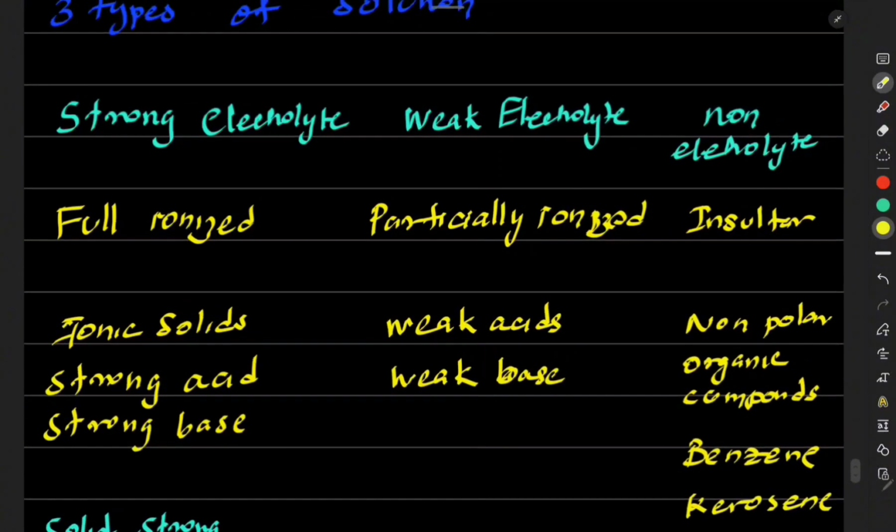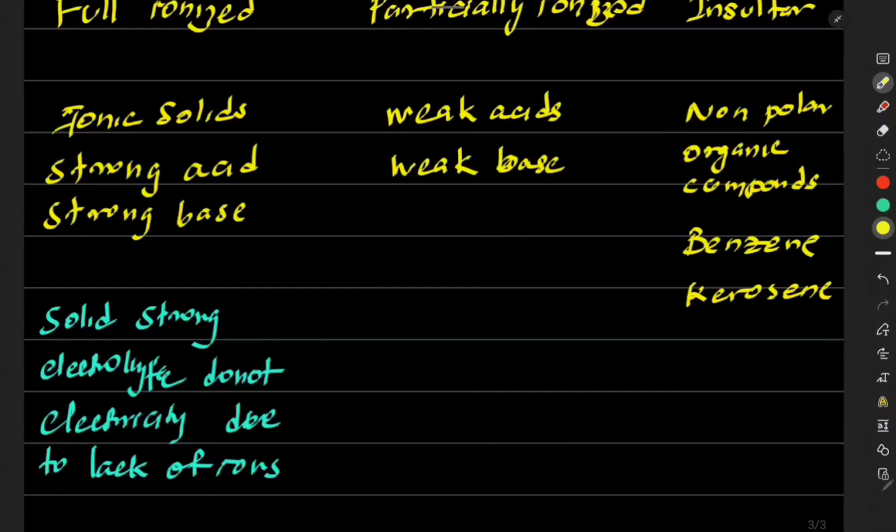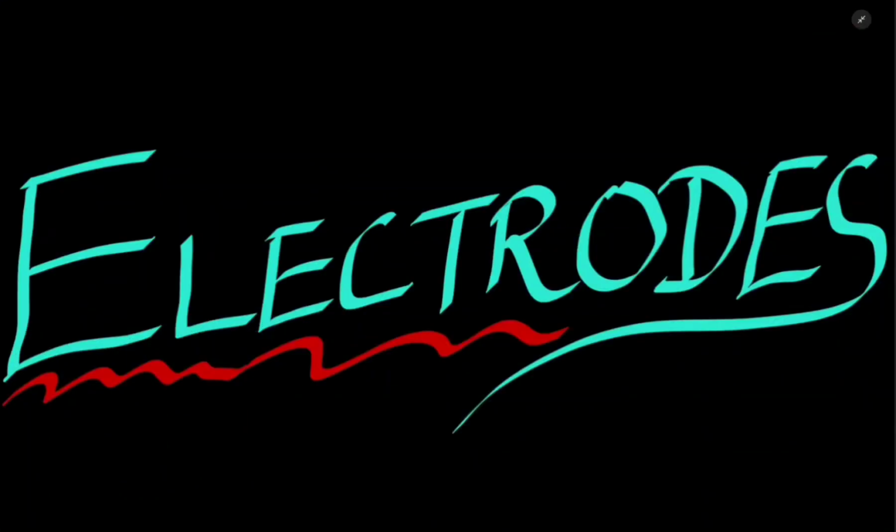And that's all for conductivity. The next part is electrodes in equilibrium. We're going to discuss electrodes. Electrodes is the second chapter of electrochemistry, and in the previous lesson we learned about conductivity.